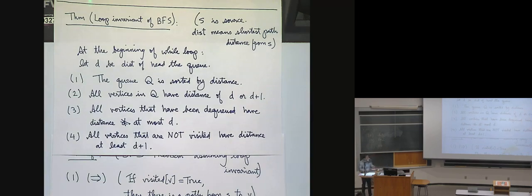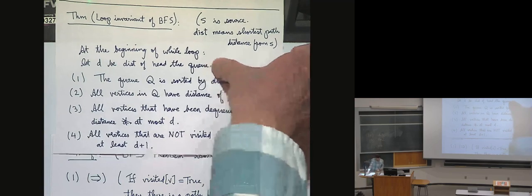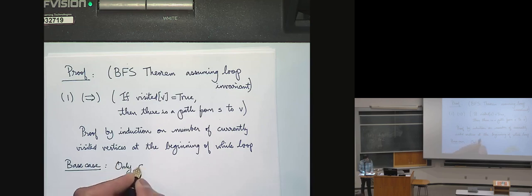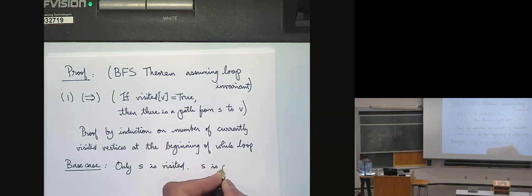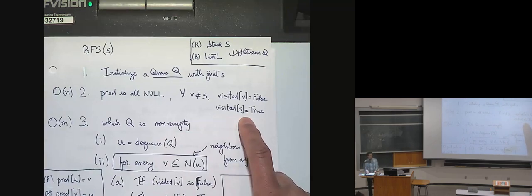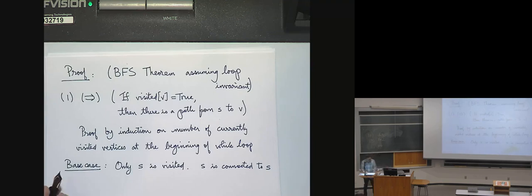Okay, good. So I think now you see the argument, so I'm just going to write it down, a little formally. So the base case is only S is visited, right? This is the base case, and clearly S is connected to S. This is just at the beginning. It's the very first time the loop goes through, and remember, initially, the only thing visited is S. So we've made that argument. Now we'll do the induction.